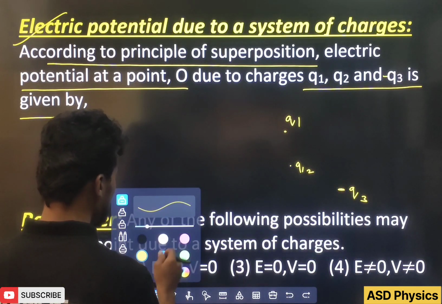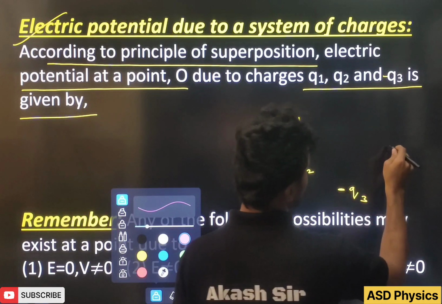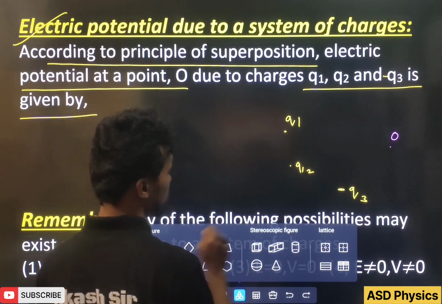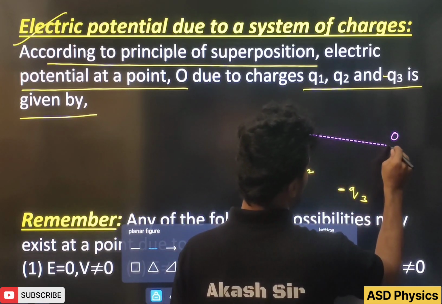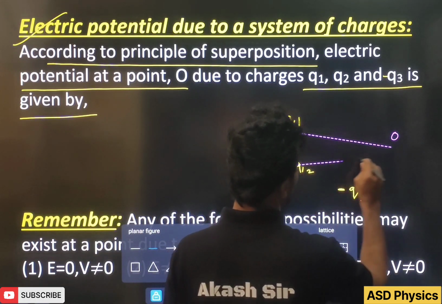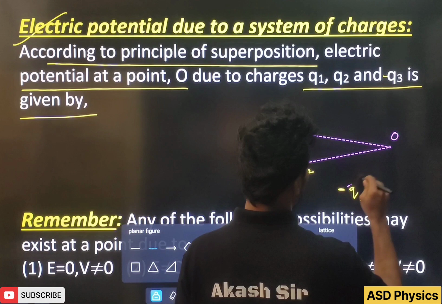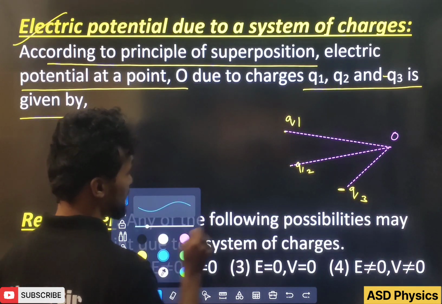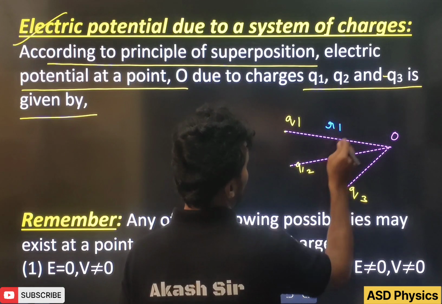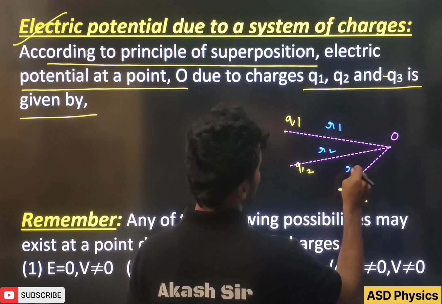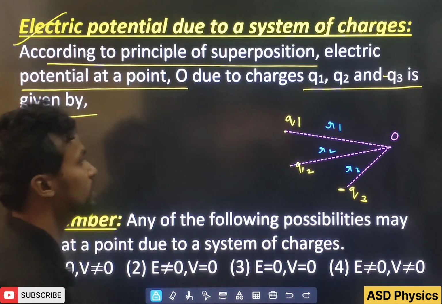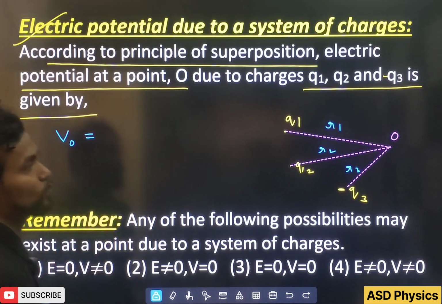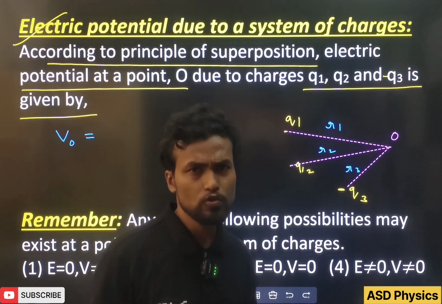Yes, students. So let's take for example a point O here. Now, at point O, how many potentials will be there? 3 potentials will be there: one due to Q1, another due to Q2, and the next due to Q3. Students, let me take this distance as R1, this distance as R2, and this distance as R3. Now the electric potential at point O will be due to 3 charges.